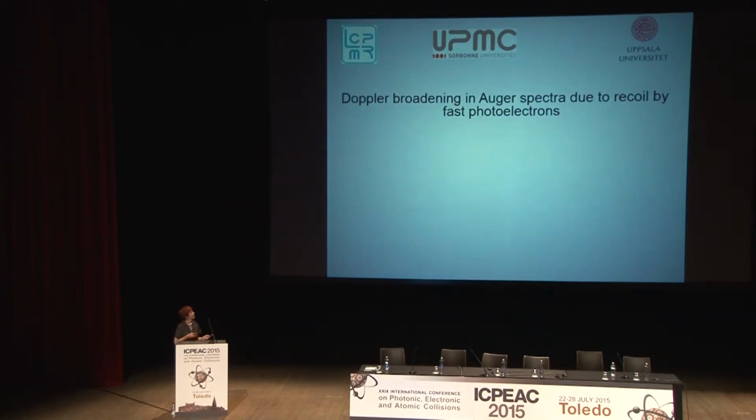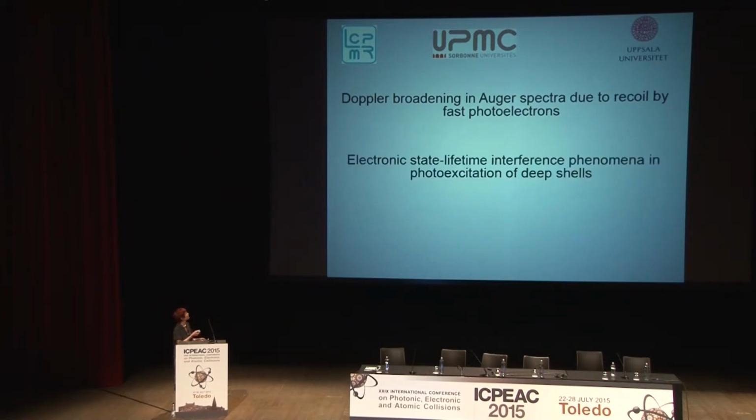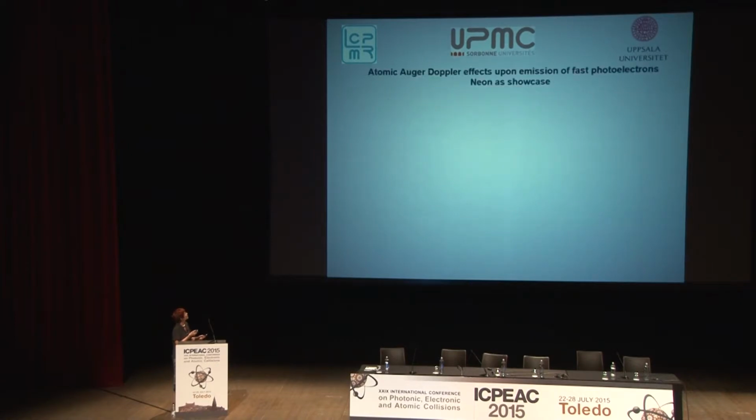So I will discuss basically three examples of our work on GALAXIES: Doppler broadening in Auger spectra due to recoil by fast photoelectrons, electronic state lifetime interference, and double core hole states. So let's start with the atomic Auger Doppler effect upon emission of fast photoelectrons. These are measurements we performed on the neon system.